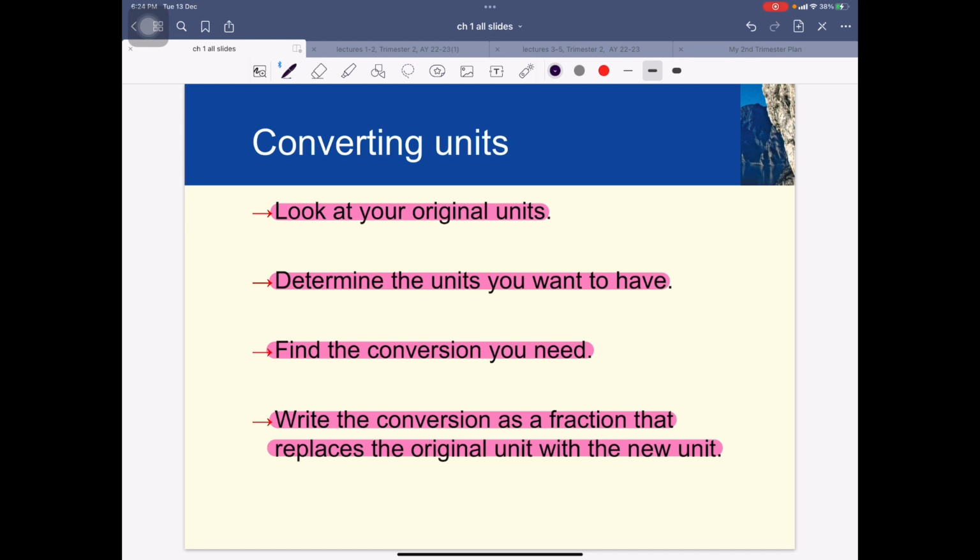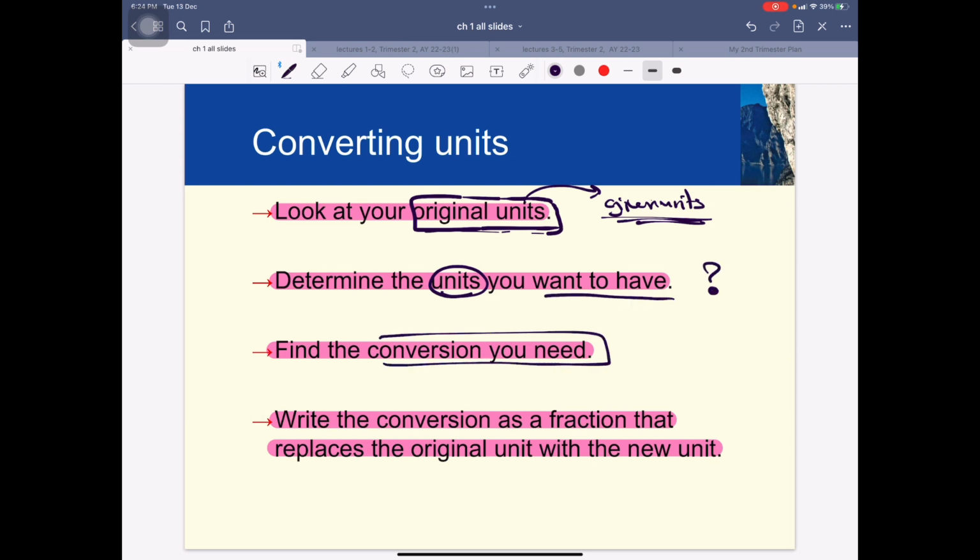However, when I want to convert units, I have some rules to follow so that I convert units the right way. First, I look at the original units, which are the given units: the units in the question, which I identify first. Then I determine the units I want to have: what unit do I want. Then I need to find the conversion I need to get what I want. Lastly, I write the conversion as a fraction that replaces the original unit with the new unit.